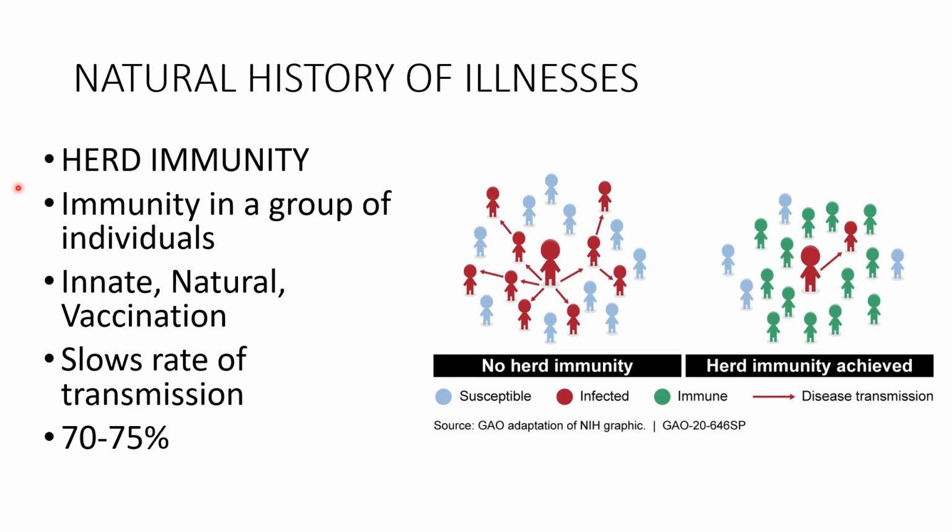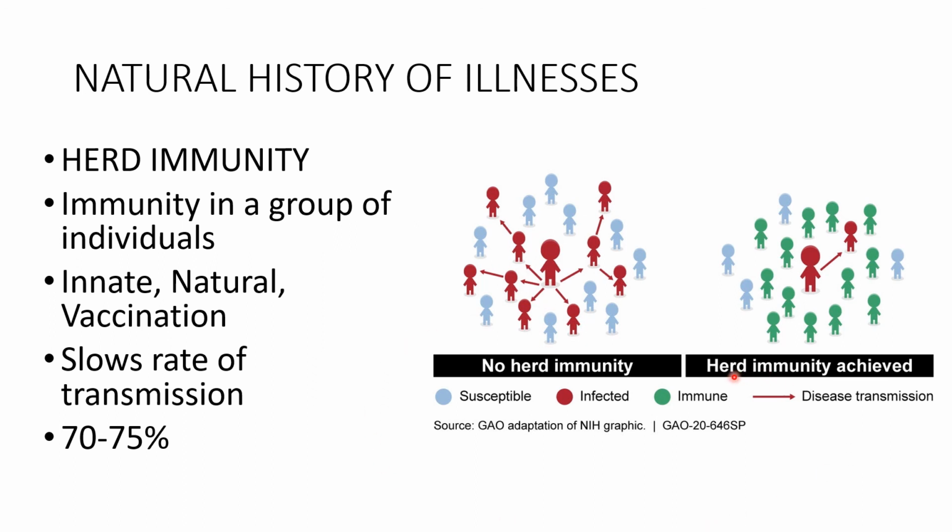So we'll discuss herd immunity. So this is immunity in a group of individuals. So it may be innate, natural, or through vaccination. So of course, the main goal of having herd immunity is to slow the rate of transmission. So the ideal is 70 to 75 or even higher percentage of individuals to be immune to certain diseases. That's why we vaccinate. So of course, as this plot shows, when the number of susceptible individuals is very, very high, or almost everyone is susceptible to this specific disease, the spread is very, very fast.